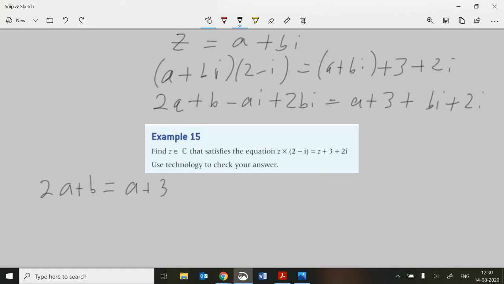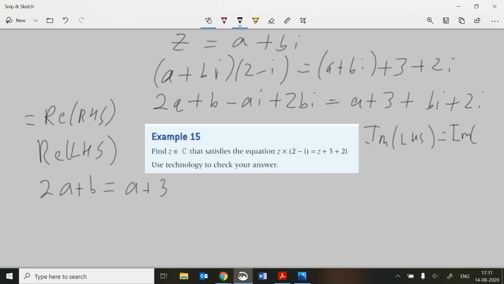So we can split this now into two equations, by comparing the real part of the left-hand side and equating that to the real part of the right-hand side. I should have given myself more space. That's essentially what we've done there. And of course, we're going to do the same with the imaginary part of the left-hand side equaling the imaginary part of the right-hand side.